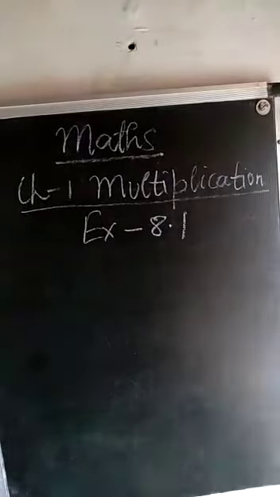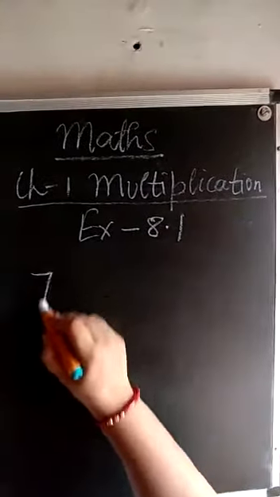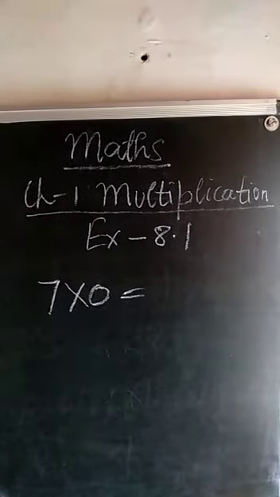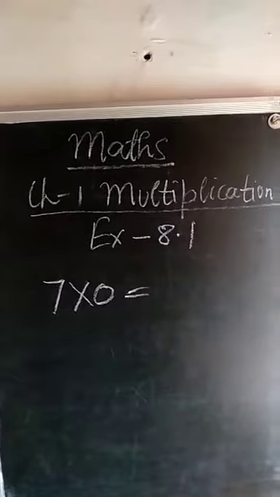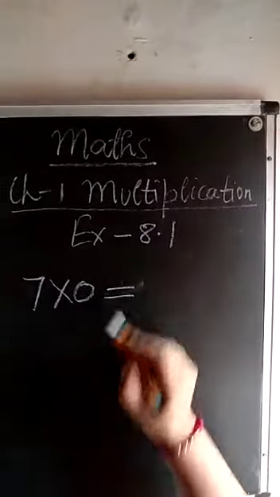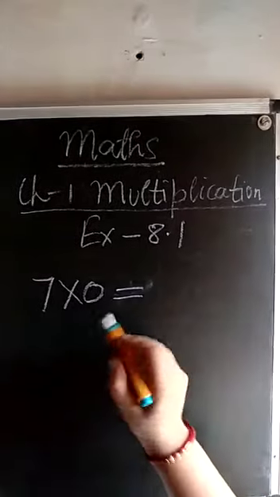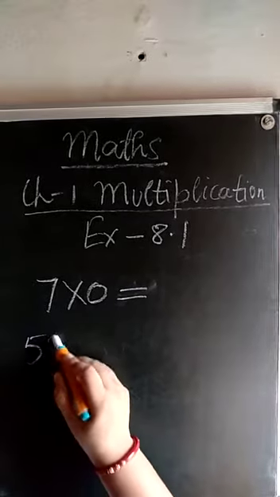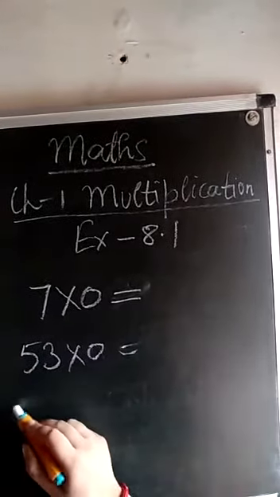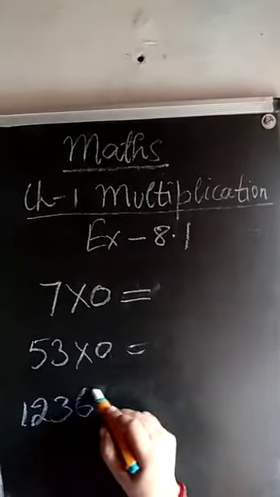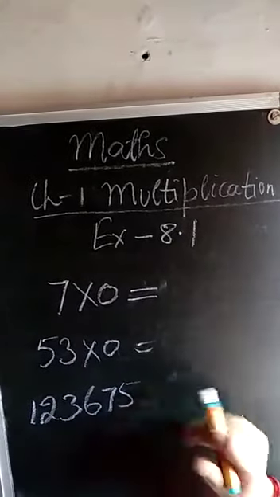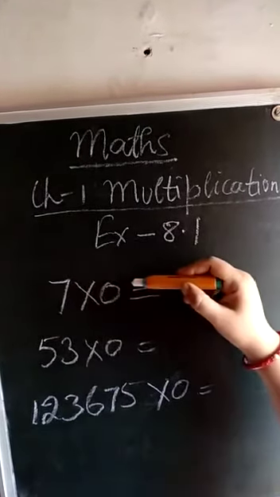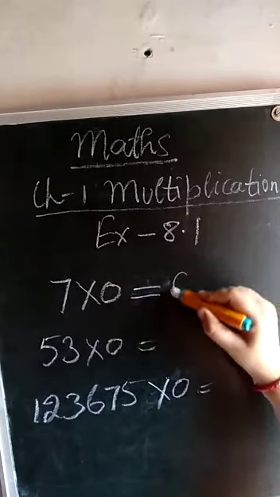Second property of multiplication is, whenever we multiply any number by 0, you know, what is 0? 0 is the starting of whole numbers, that from where the whole numbers always start. For example 7 into 0, 53 into 0. Similarly we can take any other number. Whenever I multiply any number by 0, the answer will be 0.